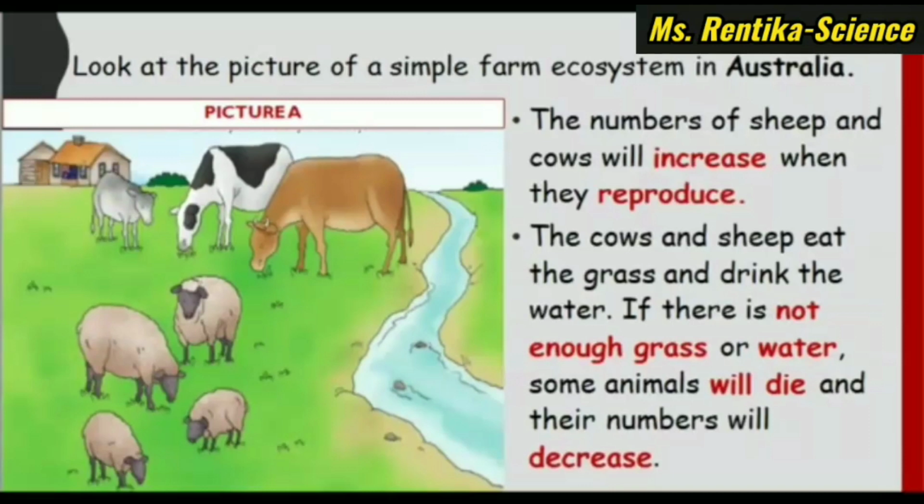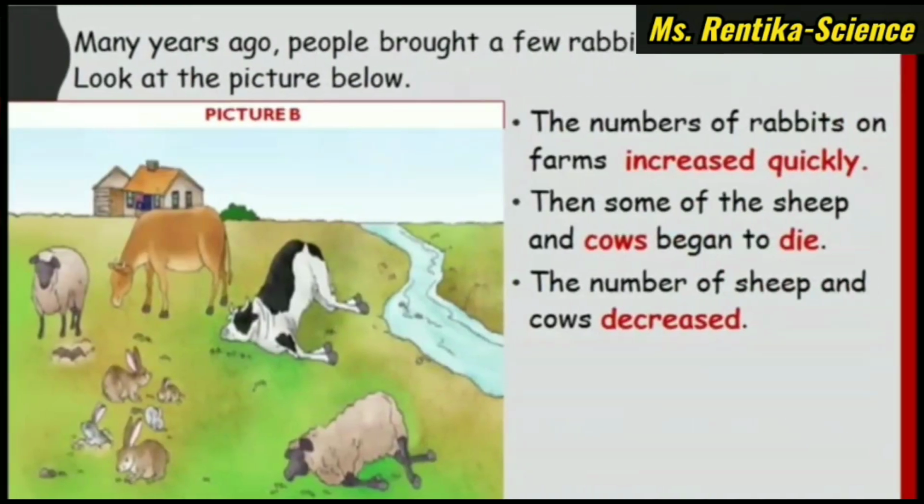Look at the picture of a simple farm ecosystem in Australia. The number of sheep and cows will increase when they reproduce or give birth. The cows and sheep eat the grass and drink the water. If there's not enough grass or water, some animals will die and their numbers will decrease.